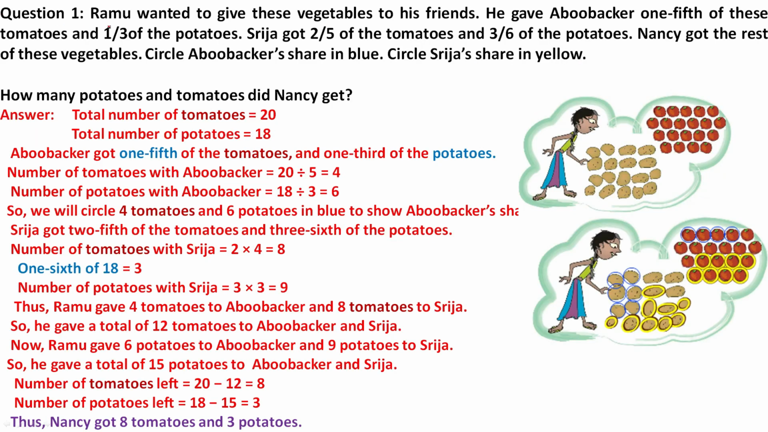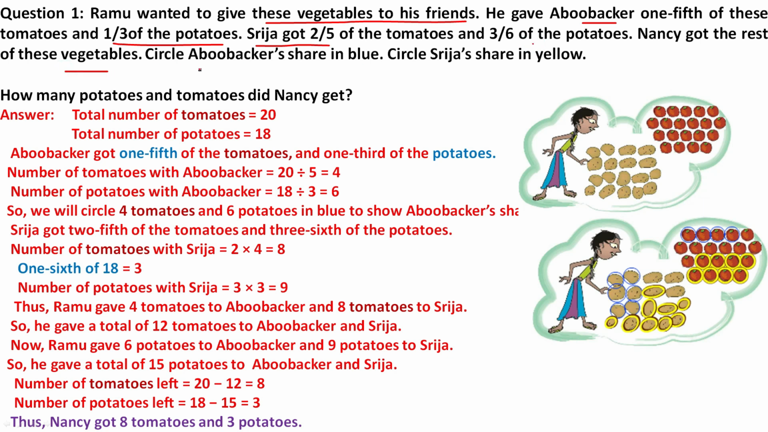Question: Ramu wanted to give these vegetables to his friends. He gave Abu Bakr 1/5 of the tomatoes and 1/3 of the potatoes. Srija got 2/5 of the tomatoes and 3/5 of the potatoes. Nancy got the rest of these vegetables.